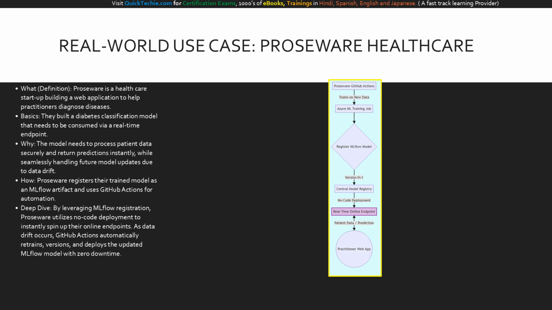The business challenge was scale. How do they reliably deploy this model to a real-time endpoint so the web app can get instant predictions? And how do they handle updates when the model suffers from data drift? The solution was MLflow and GitHub Actions.